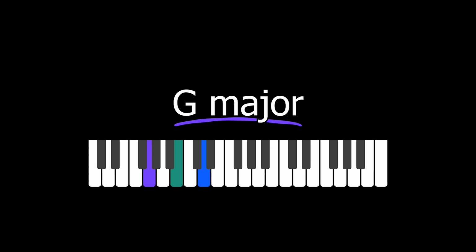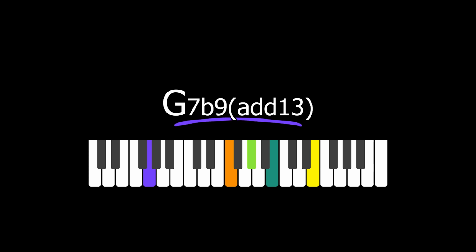For the G major, let's really build the tension so it can resolve nicely to the tonic on the next chord. Let's voice the 3rd an octave higher, then add a minor 7th, a flat 9th, and a 13th above it all. This makes it a G7 flat 9 add 13, a chord which contains both a tritone and a flat 9th interval, which are considered the 2 most dissonant intervals.